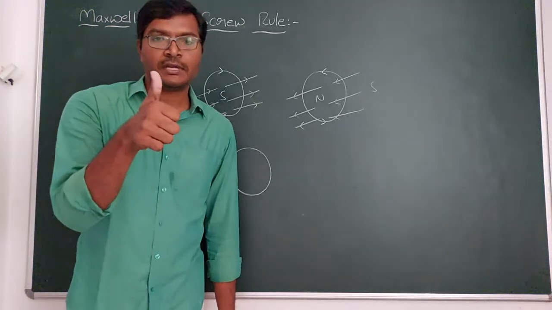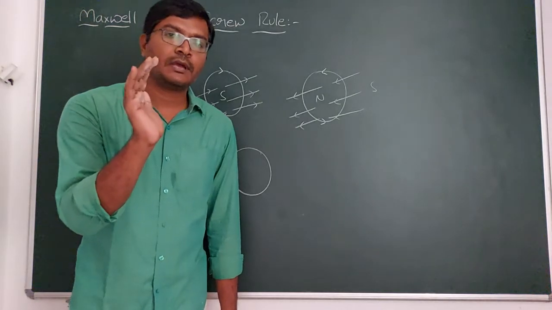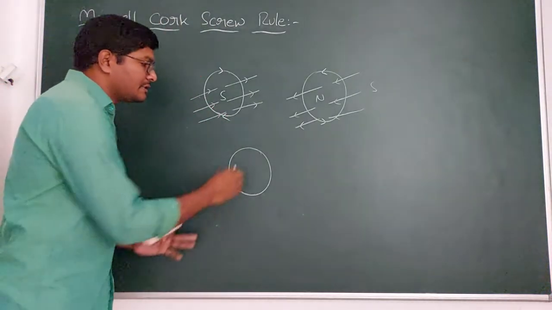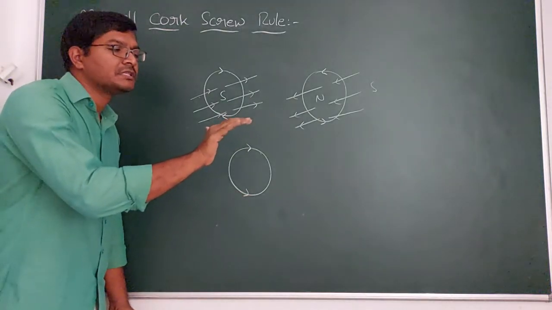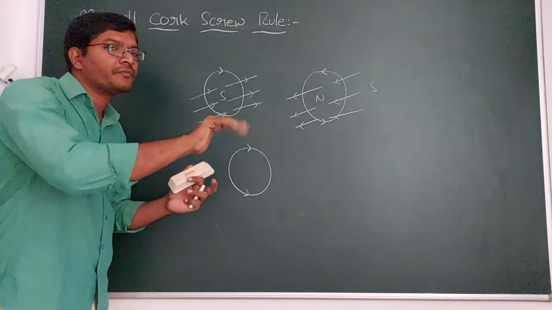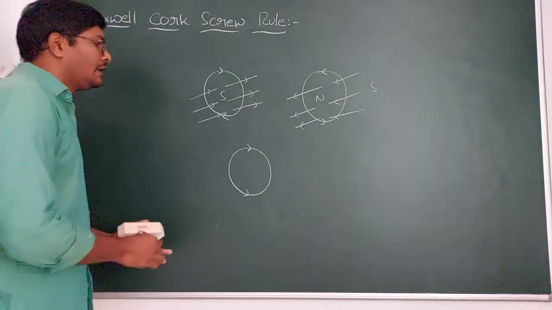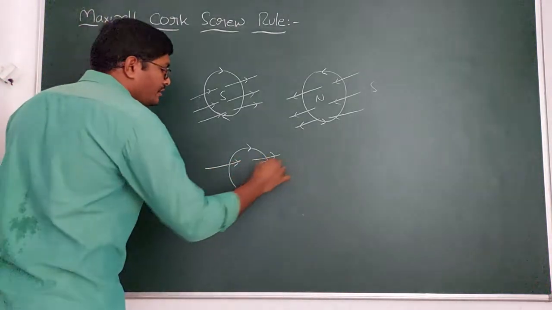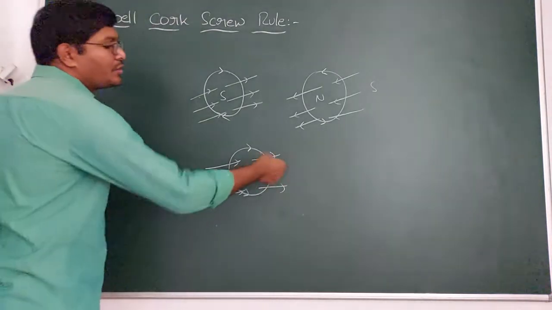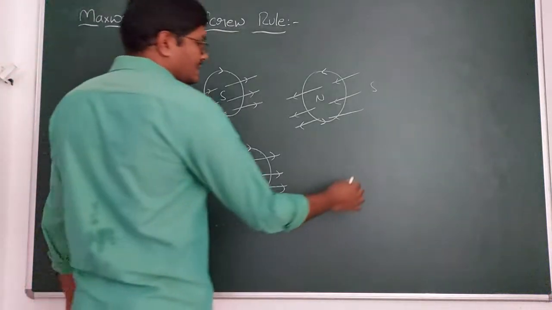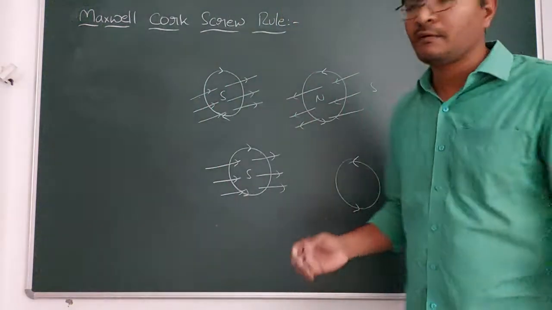Then reverse this: the thumb shows the direction of the magnetic field and the curl of your fingers shows the direction of the current. So if the current is clockwise, the curl of your fingers shows the direction of the current, then the thumb shows the direction of the magnetic field, which is into the board. That means this face appears as south pole, and outside it is the north pole. Suppose the current is in the anti-clockwise direction, then again use the reverse of the right hand thumb rule.